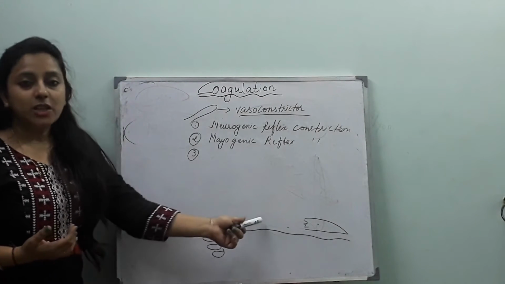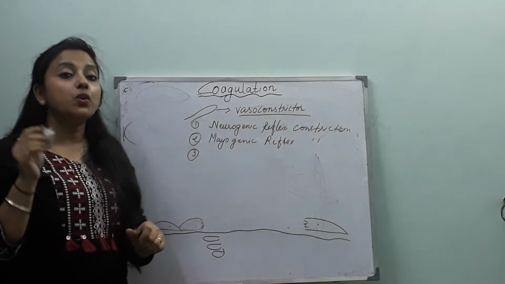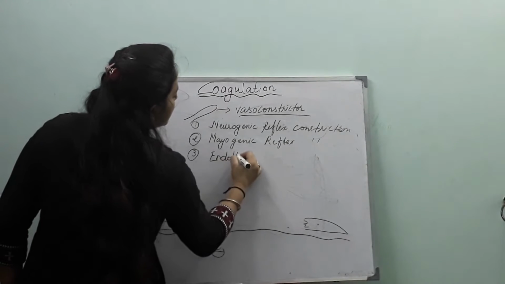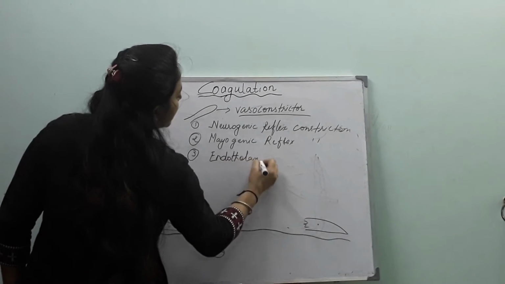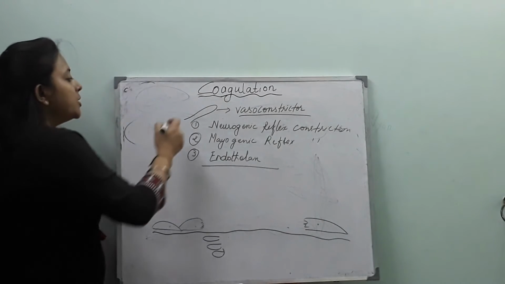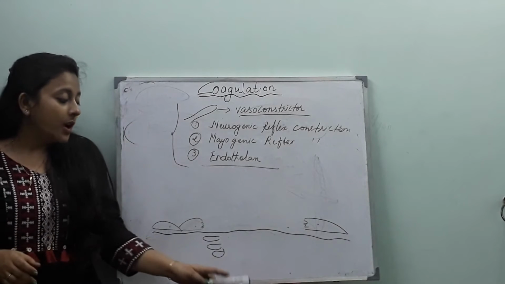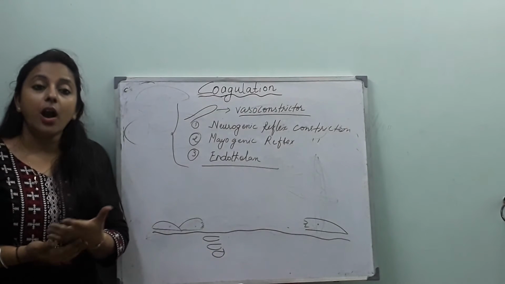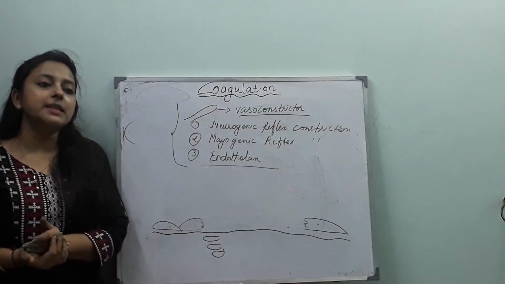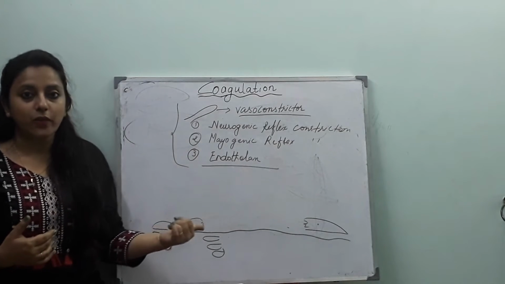But unhealthy or damaged endothelium produces a special type of chemical that is called endothelin. Okay, and this chemical acts as a vasoconstrictor. These are the three ways how blood vessels get constricted when there is damage inside the blood vessels, and it reduces the blood loss from the damaged part of the tissue.